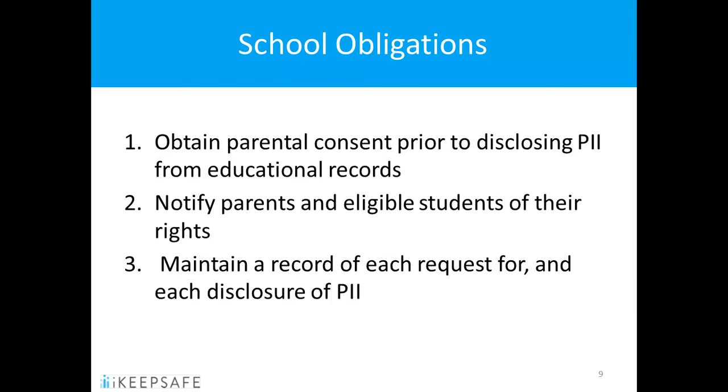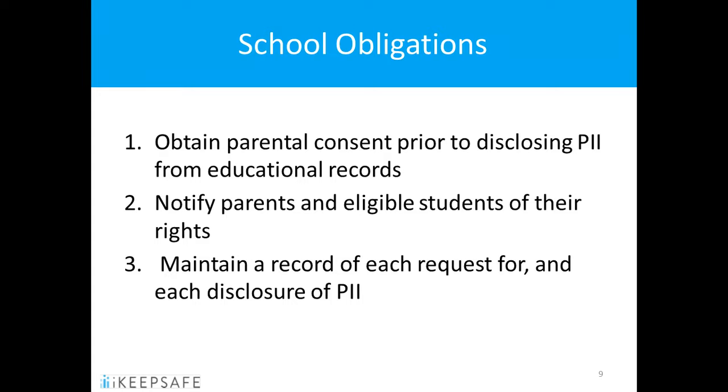Next, FERPA requires the schools to notify parents and eligible students of their rights, the rights that we just reviewed on the prior slide: to inspect and review, to seek amendment, to consent to the disclosure of PII, and to file complaints with the DOE. Schools must inform parents and eligible students annually of their rights and must deliver the annual notice in a manner that is reasonably likely to ensure that parents or eligible students are aware of these rights.